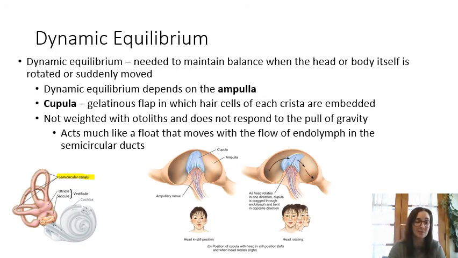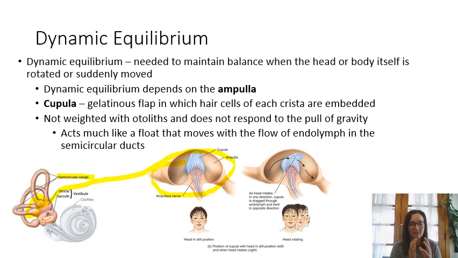Each semicircular canal has an expanded region called an ampulla. And within that ampulla, there's a structure called a cupula. I've circled one of these ampulla down here. This is a blown up version of it right here. This swollen part of the semicircular canal is the ampulla. Inside that is a structure called the cupula.